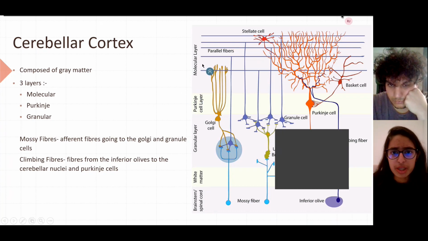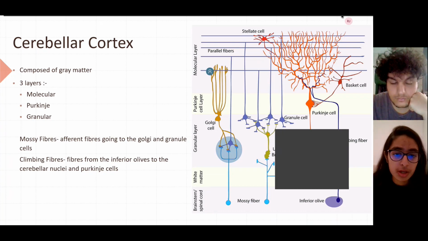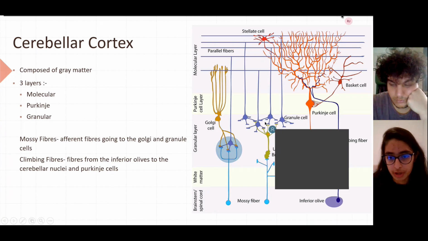The molecular layer has two main cells, the stellate and the basket cells. It also has fibers known as parallel fibers. You'll be learning more about these fibers and cells and what exactly they do in the next video about the cerebellum, which is about its intrinsic and afferent connections. The Purkinje layer only consists of Purkinje cells. And then we have the granular layer, which has your Golgi cells, this yellow one here, and your granule cells over here.